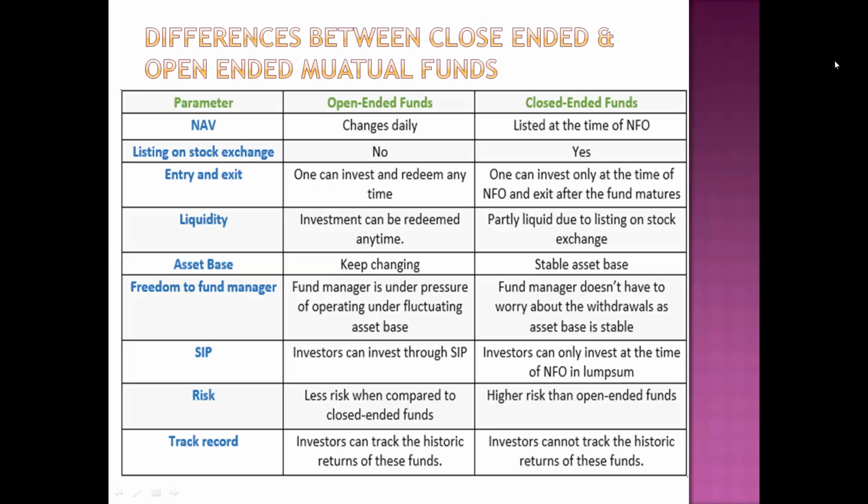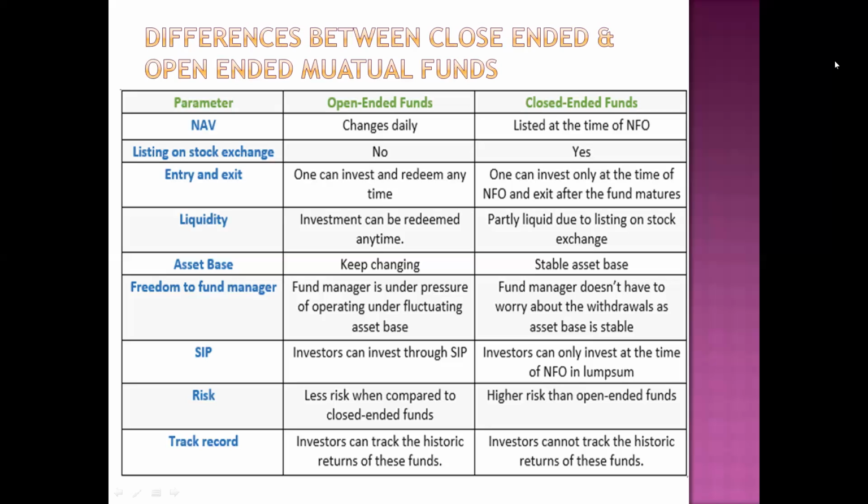So normally closed-ended mutual funds are invested by the people who don't require money for that particular specific period of time. But open-ended funds are invested by those people who want the liquidity at any point of time. As far as asset base is concerned, in case of open-ended mutual funds, the face value of the mutual fund keeps changing, whereas in case of closed-ended funds, the face value remains the same, that is stable till the maturity.